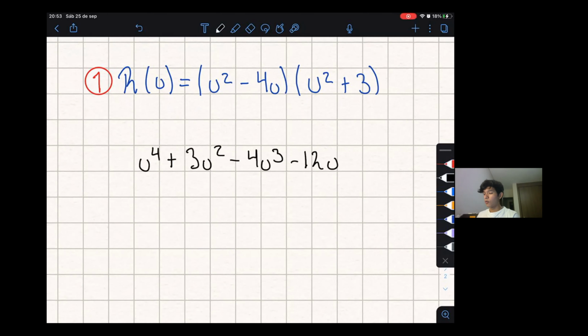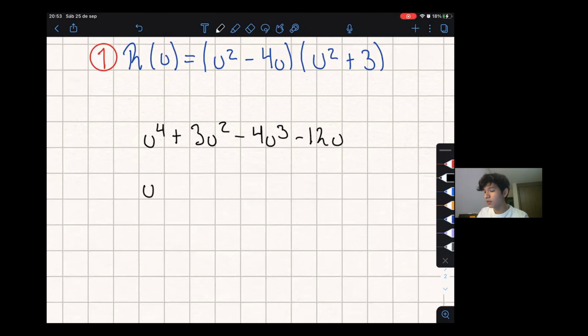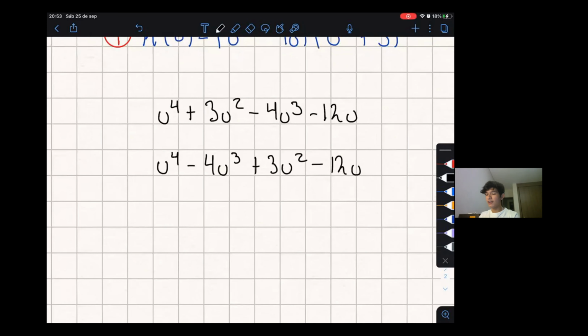Well, once this is done, we order the values. So we start with the u raised to the 4, and we continue with the minus 4u raised to the 3, plus 3u raised to the 2, and finally the minus 12u. So when we finally do this, we can start with the process of the derivation with the power rule.